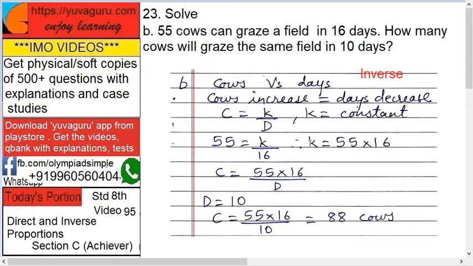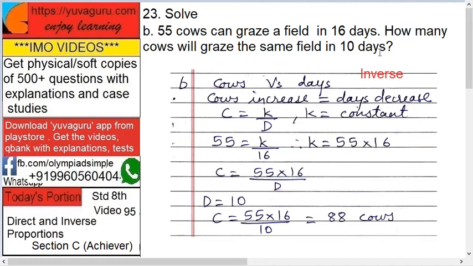So K equals 55 into 16. Now what next? How many cows would be required for 10 days? So C equals to what? What is K? 55 into 16 upon D, right? Therefore D equals 10. So C equals 55 into 16 upon 10, that is 88 cows would be required. Just solve this. You will get 88 cows would be required to graze the field in 10 days.